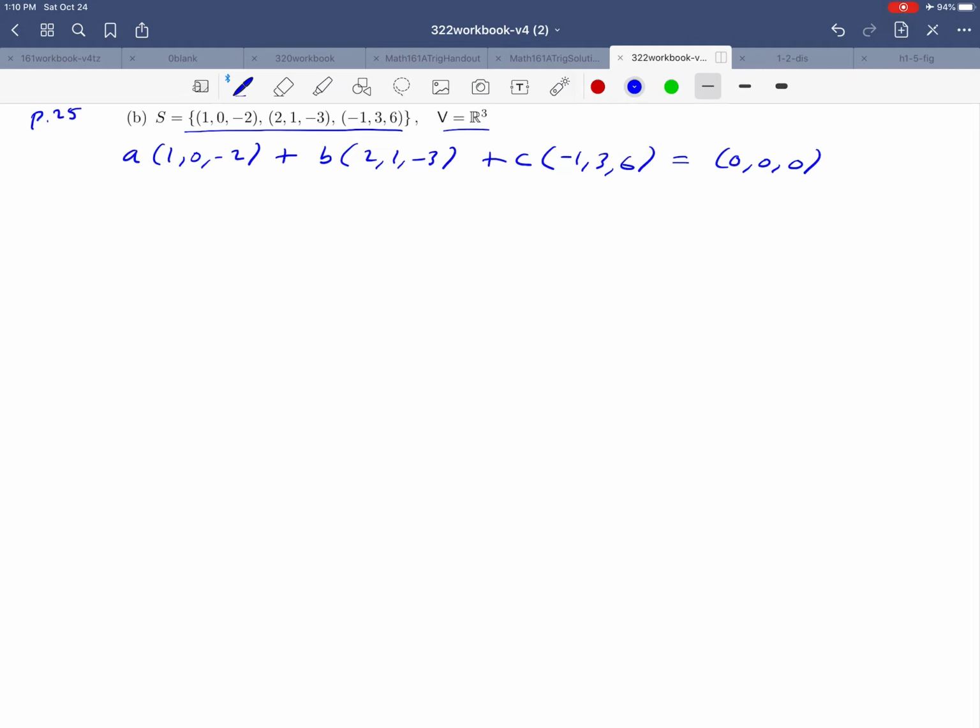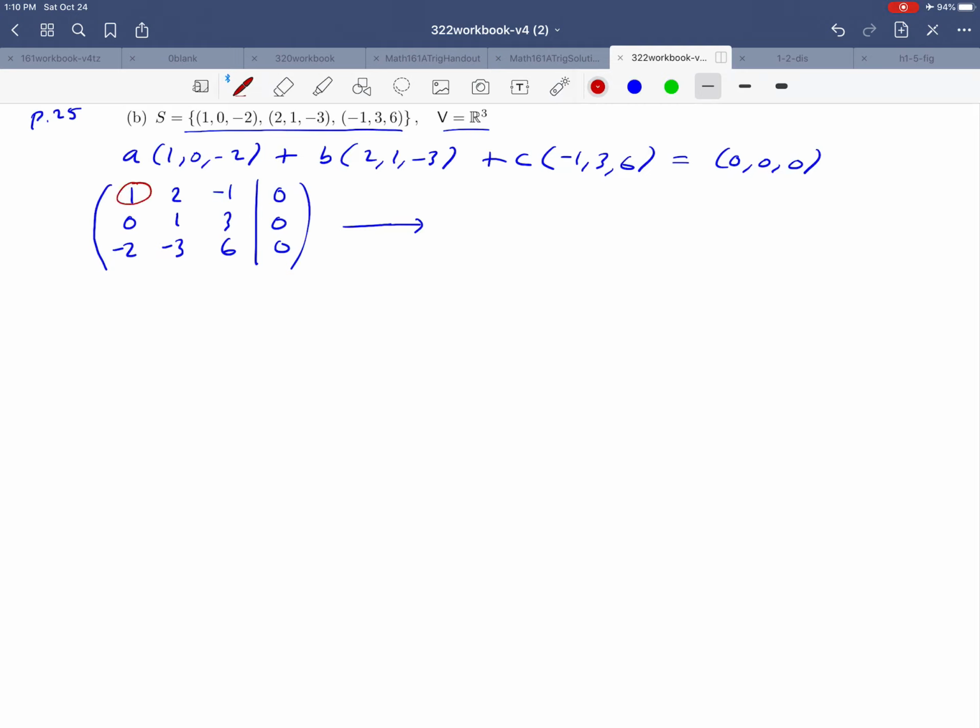We've seen systems like this enough to know that this can be rewritten in a matrix form that looks like this, where the vectors in our set S become the columns of our matrix. So 2, 1, -3, -1, 3, 6, and then the right-hand side becomes the zero vector. What it comes down to is whether or not this system has non-trivial solutions. So we would solve this system, and again, I'm going to de-emphasize the row operations here.